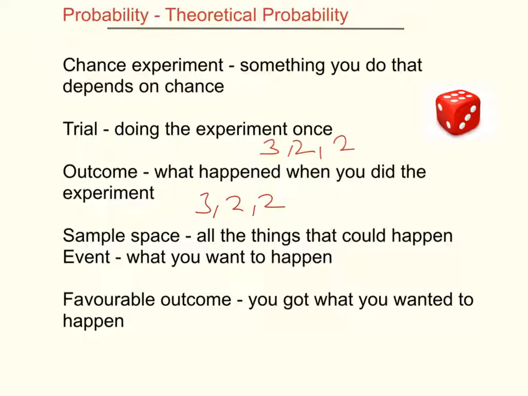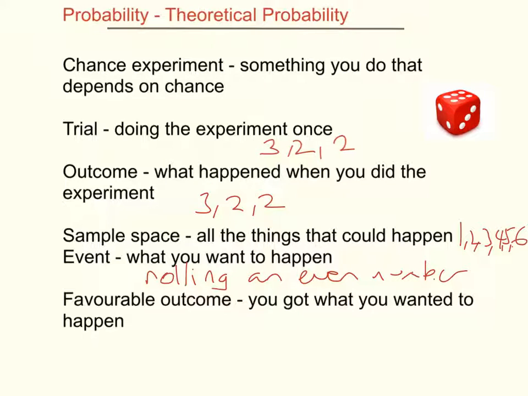Next word. The sample space is all the things that can happen. If you roll a dice, you can get a 1, a 2, a 3, a 4, a 5, or a 6. So all those things are the sample space, all the things that you could actually get when you do your trial. An event is what you want to happen. Now, an event could be as simple as just getting a 6, rolling a 6. Or it could be rolling an even number. It depends what you're trying to look for. So rolling an even number is one sort of event.